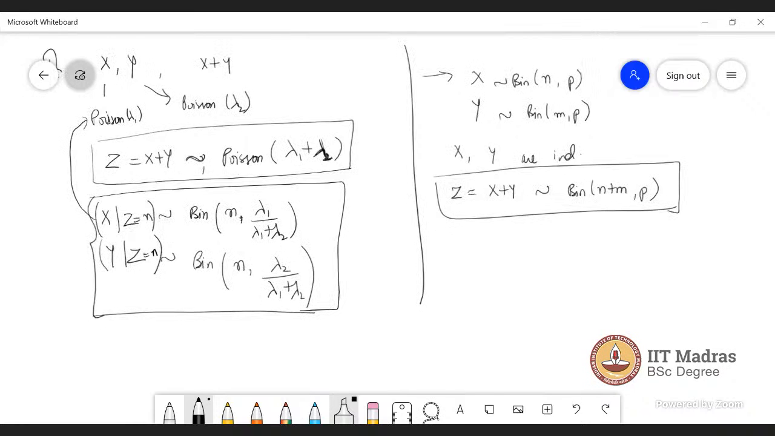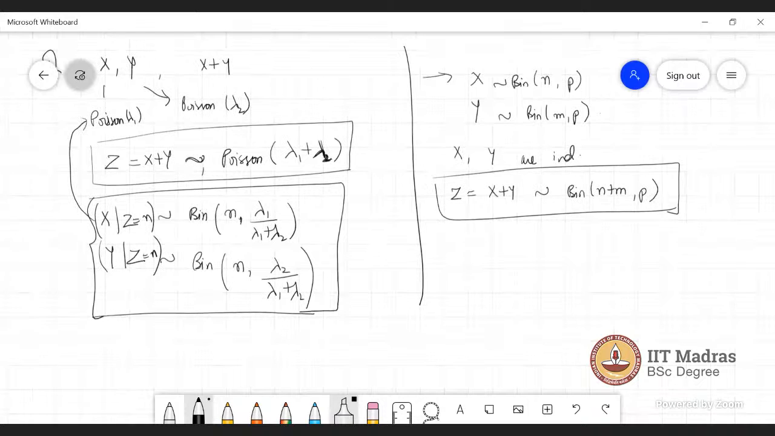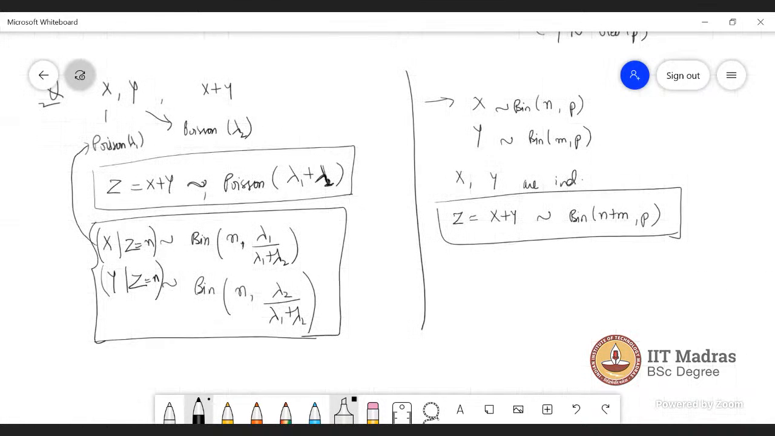In the second case, ma'am, x and y are binomial n, p and m, p. X and y are independent. Then z equals x plus y becomes binomial, right? Yeah, binomial n plus m, comma p.